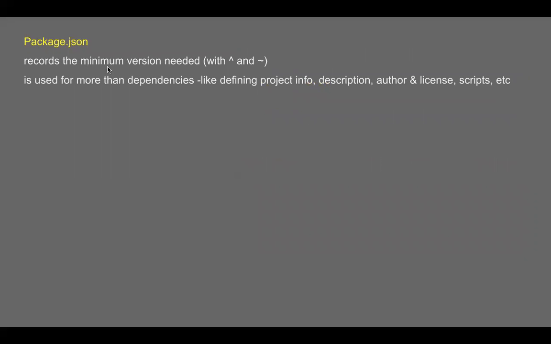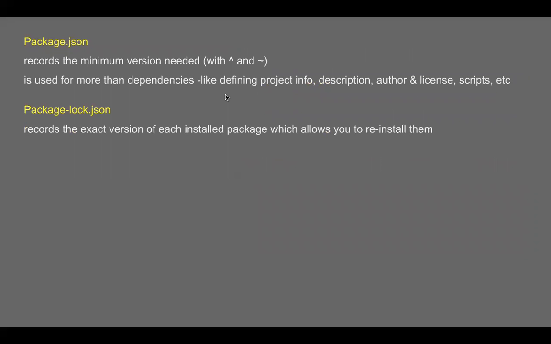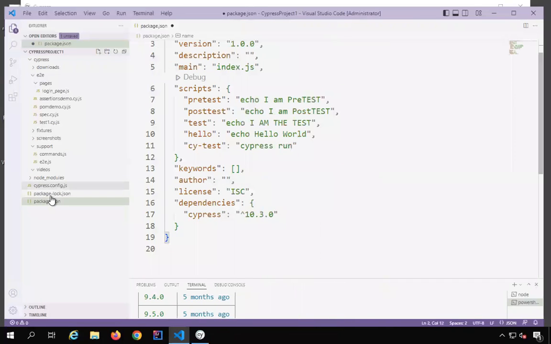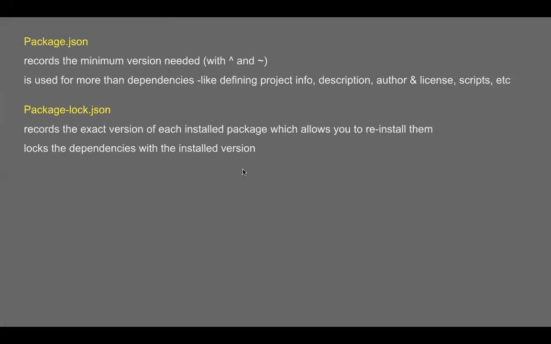We have the minimum version needed. It records the minimum version needed by these symbols, caret and twiddle, and we have already discussed it. You will also see a file called package-lock.json. So you can find a file like package-lock.json here as well. This file records the exact version of each installed package, which allows you to reinstall them.